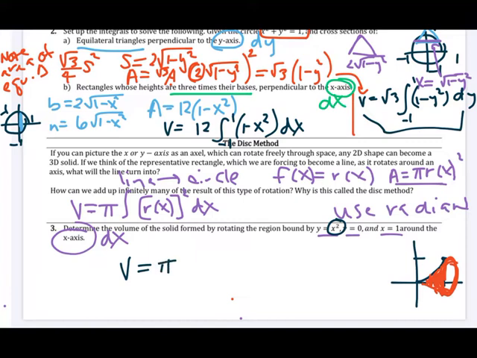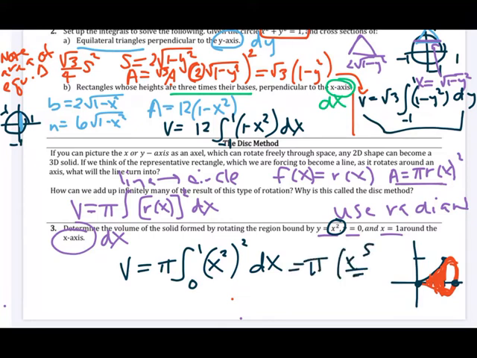So the volume is going to be pi times the integral from 0 to 1 of the radius, aka the function, squared with respect to x. So pi times pi r squared, and we're integrating that area. Well, this would just be pi times x to the 5th over 5, being evaluated from 0 to 1, which is just going to be pi over 5, or 0.628.